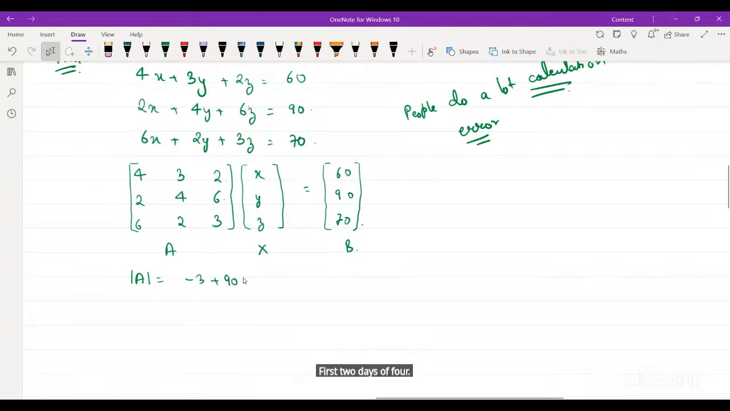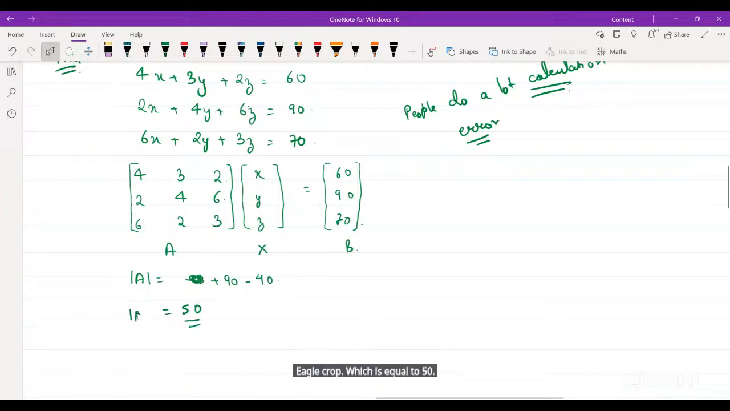4, 3, 2, 2, 4, 6. 6 to 3. Okay. 12 minus 12, 0. 2 to the 6. This is 90. 4 minus 4, 6 are 24. 24 minus 20. So this is minus 40, which is equal to 50.